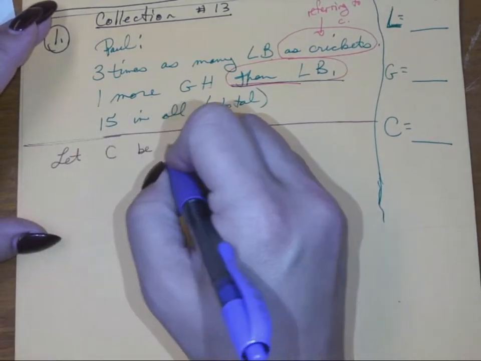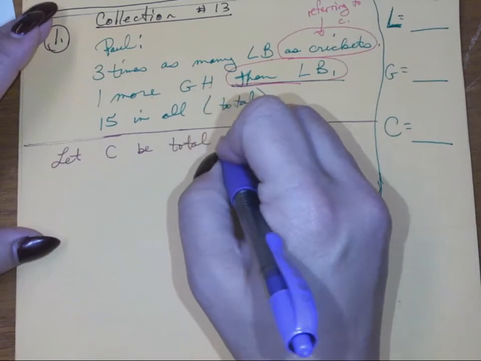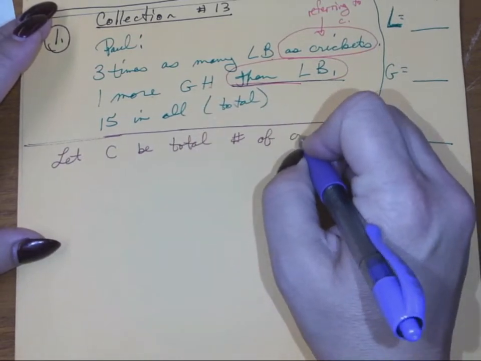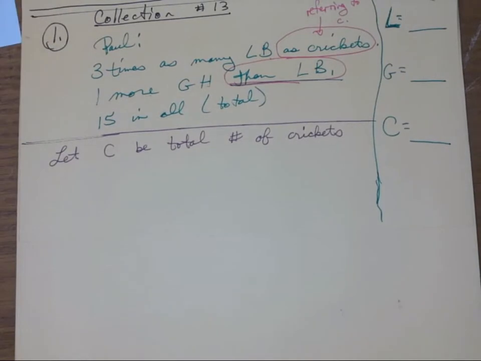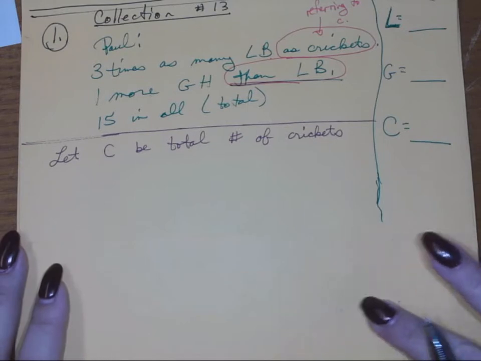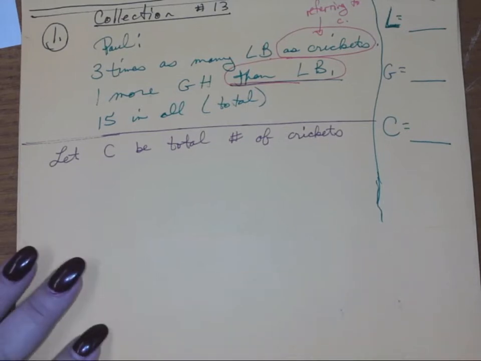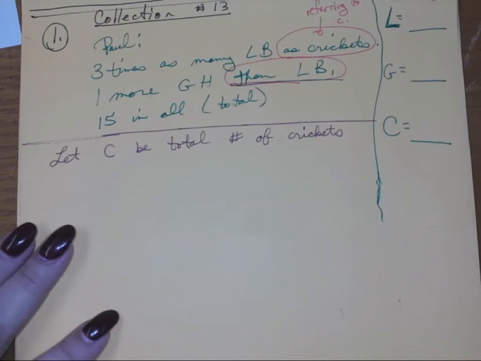Let C be the total number of crickets. I have a friend who did this one and made L be the number of ladybugs. If you want to make L be the number of ladybugs, that's okay. There's lots of ways for us to go about this. You can totally do that. Your math in between is going to look a little different than mine, but at the end we're going to end up with the right number, right?